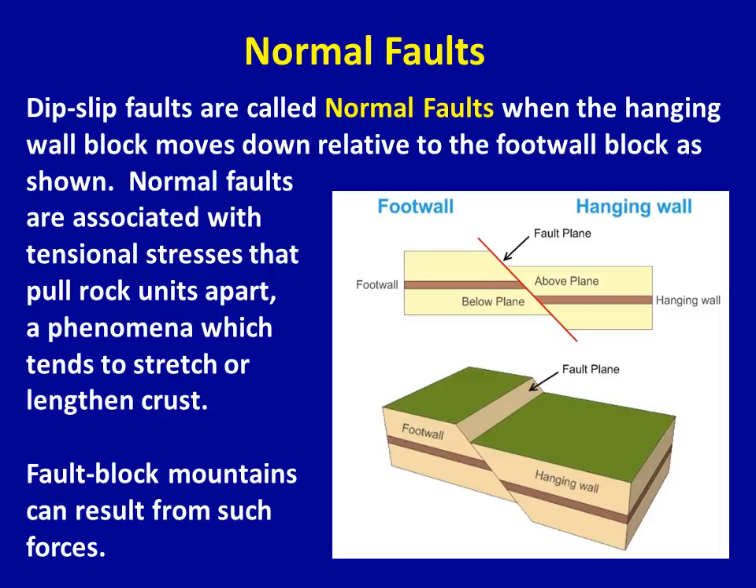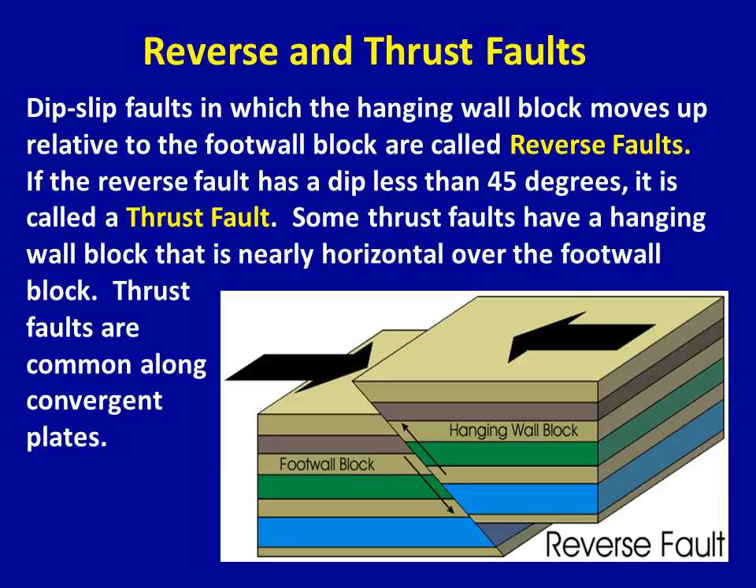Now, a dip-slip fault is called a normal fault when the hanging wall block moves down relative to the footwall block. So normal faults are often associated with tensional stresses that pull rocks apart. So we're referring more to a diverging plate boundary or a plate boundary that's being stretched. Fault block mountains sometimes result from these types of tensions and forces. Now, another type of fault, a dip-slip fault, is still a dip-slip fault, but it's called a reverse fault if the hanging wall block moves up relative to the footwall block.